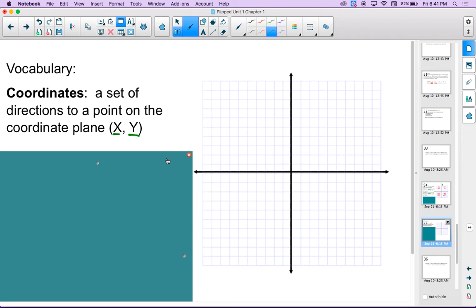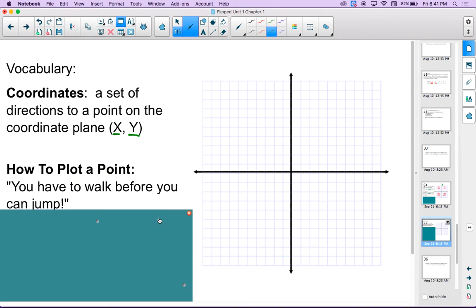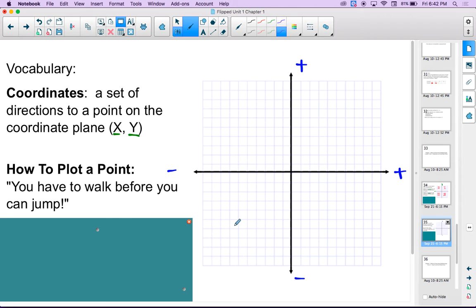So let's talk about how to plot a point on the coordinate plane. The phrase that comes to mind for me is you have to walk before you can jump. Okay, everybody learns to walk before they learn to jump. So you can remember that the first number tells us how many places to walk, and the second number tells us how many places to jump. And just something else that may help you out a little bit. For our x-axis, the negatives are on the left, positives are on the right. For our y-axis, positives are up and negatives are down. So these are just a couple things to help you out.